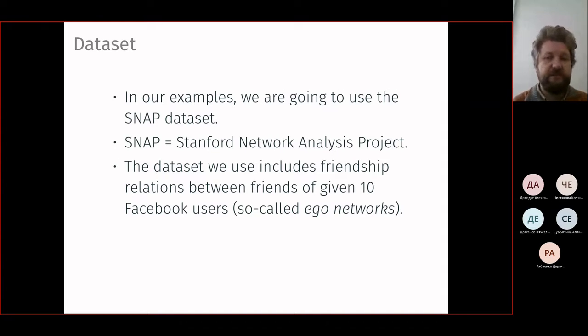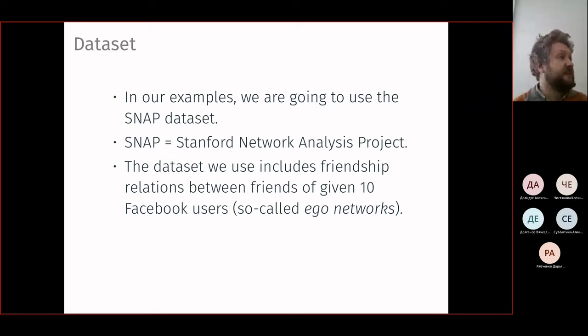But here it is as follows. So you have 10 people, you take all their friends, and you take the subgraph, which is given by these vertices. So you take the friendship relations of these guys, and you take among these points also the relations.